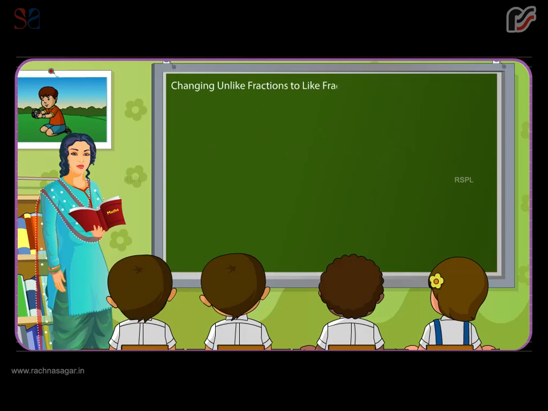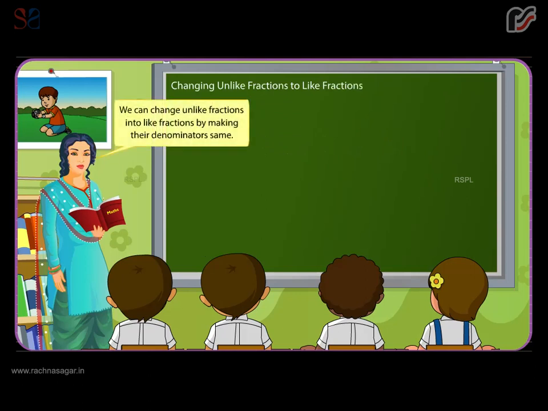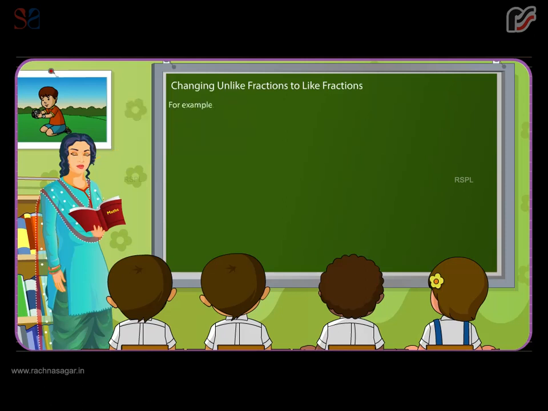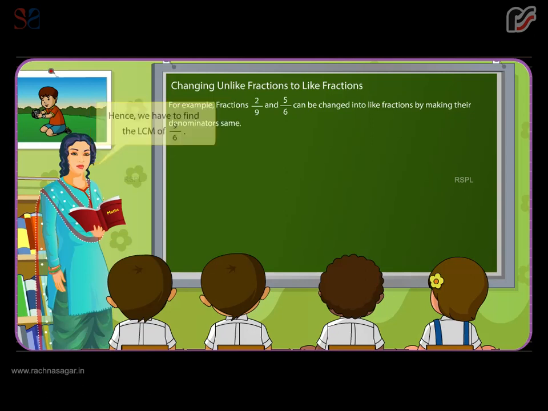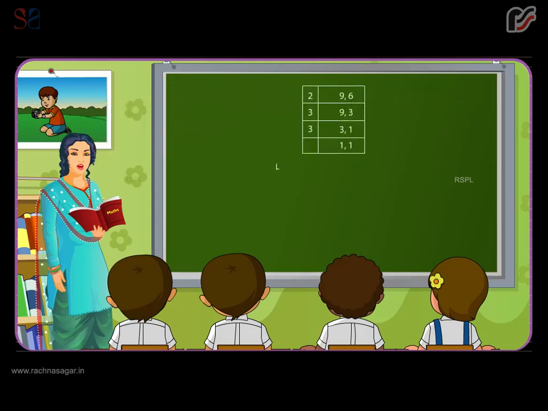Changing unlike fractions to like fractions. We can change unlike fractions into like fractions by making their denominators same. For example, fractions 2 by 9 and 5 by 6 can be changed into like fractions by making their denominators same. To make the denominator same, we have to find a number which is divisible by both 9 and 6. Hence, we have to find the LCM of 9 and 6.